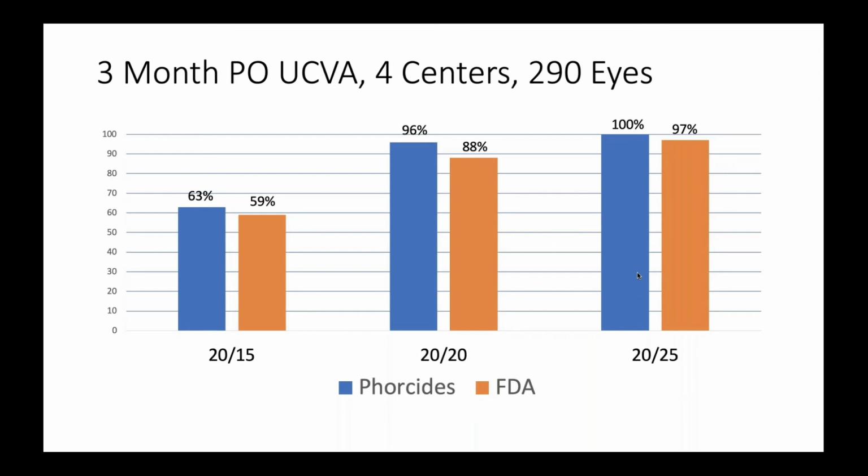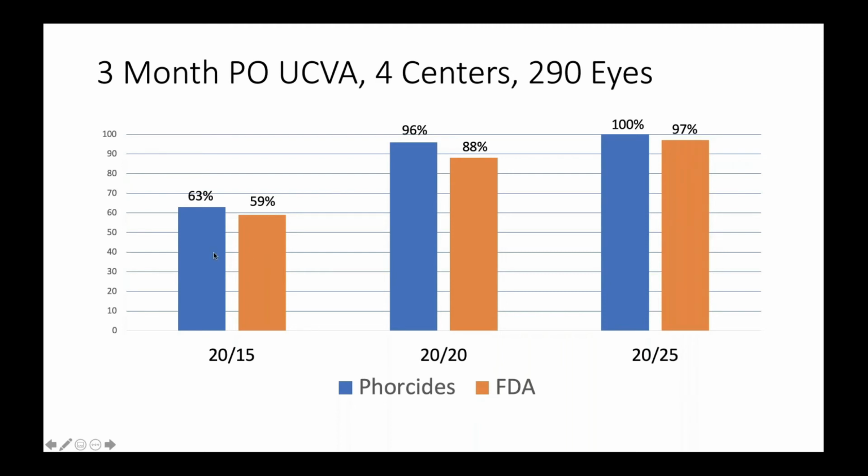This is 4 United States LASIK centers, 4 surgeons, all the same surgeon at these centers. In this particular study, we planned eyes with Phorcides and we planned some eyes with Contura off of manifest refraction. I'll show you that data in a little bit. But the Phorcides planned Contura eyes, 96% at 3 months were seeing 20/20. 63% were seeing 20/15. So it beats the FDA data at the 20/20 and 20/15 level.